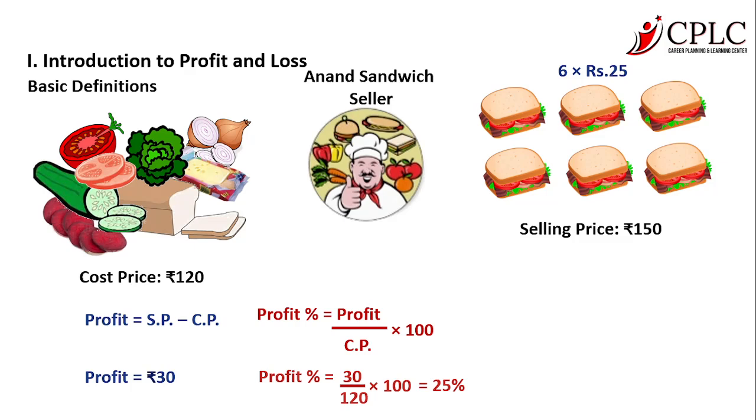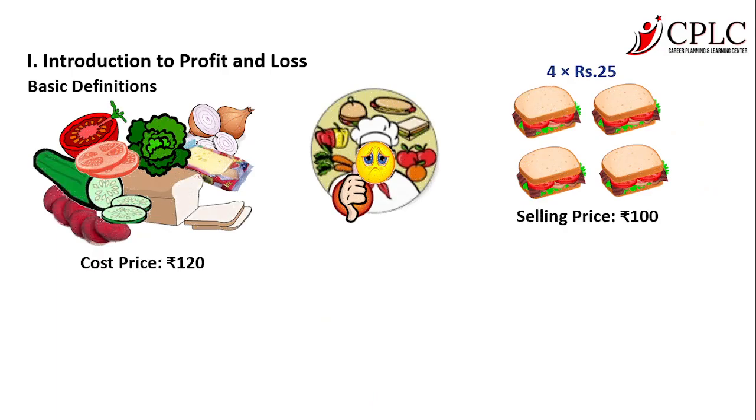Now, this is one such scenario. Let's take another scenario where, on some unfortunate day, he's not able to sell all the six sandwiches. For example, he's able to sell only four of them at 25 rupees per sandwich. So obviously on that particular day his revenue will be only 100 rupees, and he will make a loss of 20 rupees because it is cost price minus selling price. So the formula for loss is: when cost price is bigger, cost price minus selling price gives you the loss, basically.